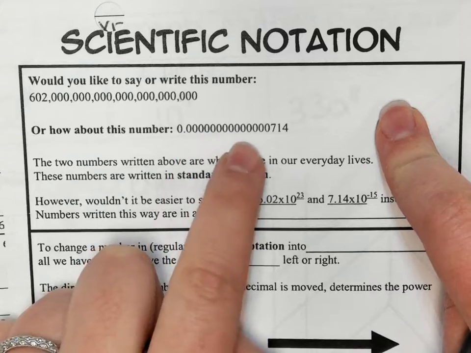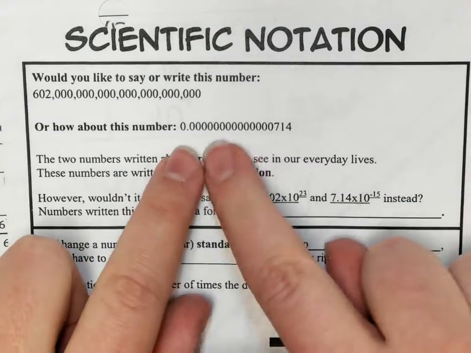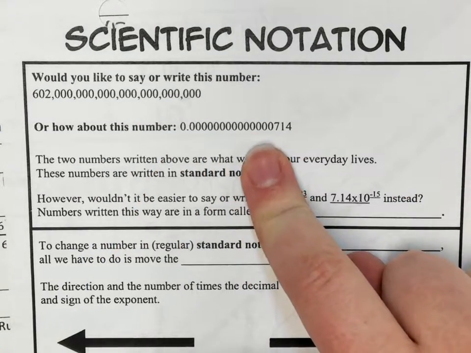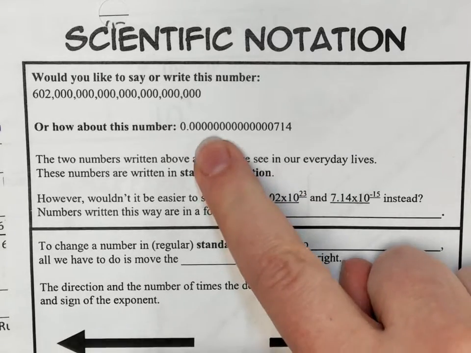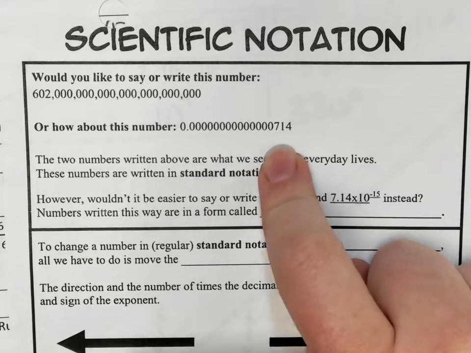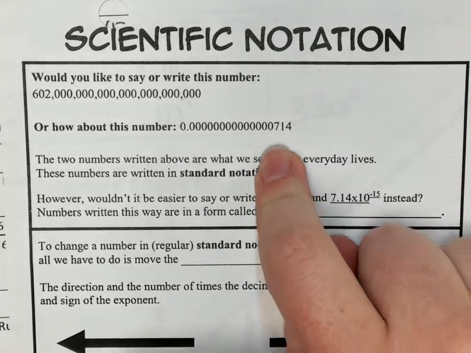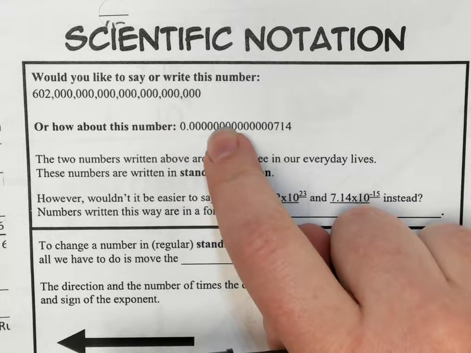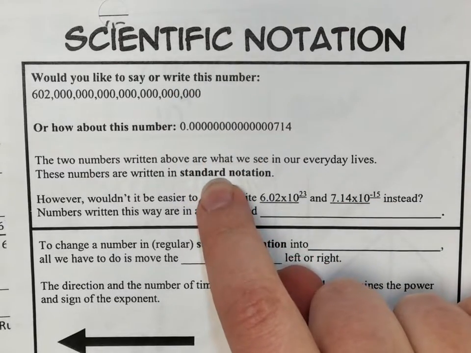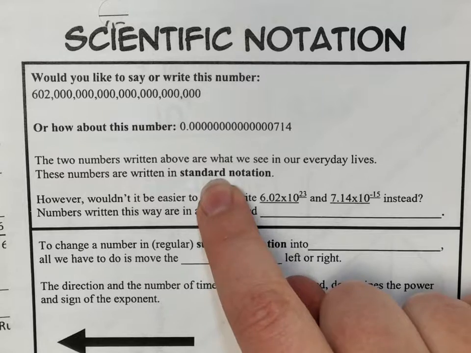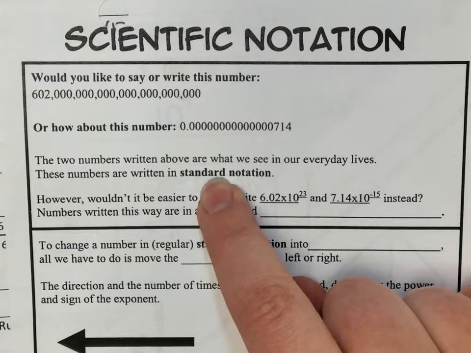Same with this number. Y'all, there's not even commas here. When there's not commas, I really can't keep up with it, okay? And so again, this is where scientific notation comes in handy. These numbers, the really big and the really small, these are called standard notation. It's how we normally write numbers. Standard notation is our normal way of writing numbers.